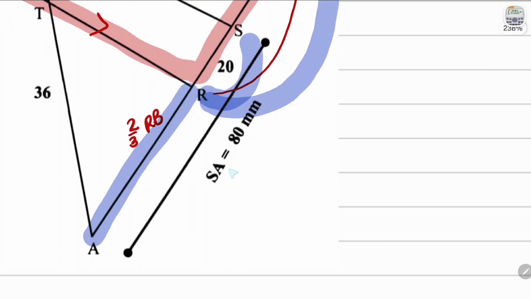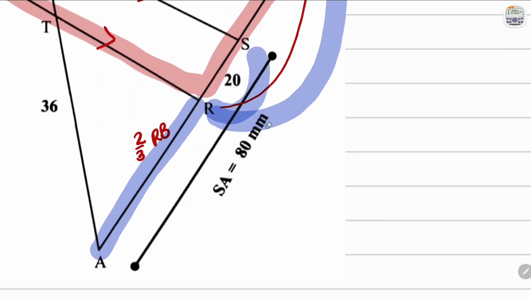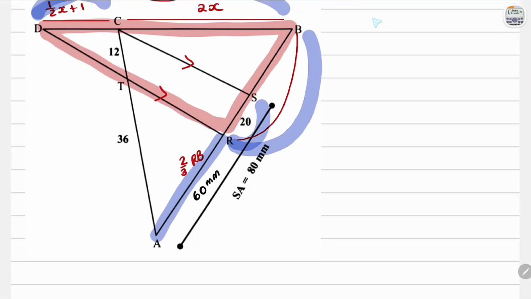See, look at this. They told you that SA was equal to 80 millimeters. And you know that part of SA is SR. That is 20 millimeters. So how much is this? What is the length of this? This would be 60 millimeters, because 60 and 20 would give you the full 80. So we just calculated that AR is equal to 60 millimeters. If you like, you can show them the calculation, but we can just look at that and actually subtract. We don't really need a reason for subtraction because subtraction is more like a fact than a theorem.